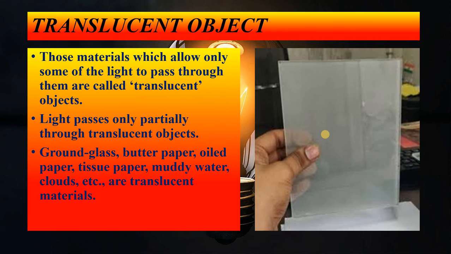Right? Thus, if we can see through an object but not clearly, it is allowing the light to pass through it but only partially. Therefore, it is termed a translucent object. Alright.